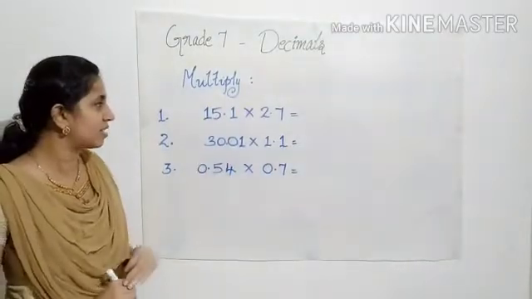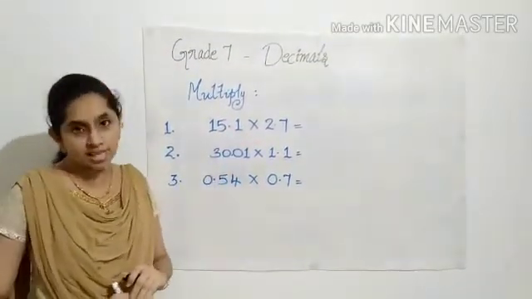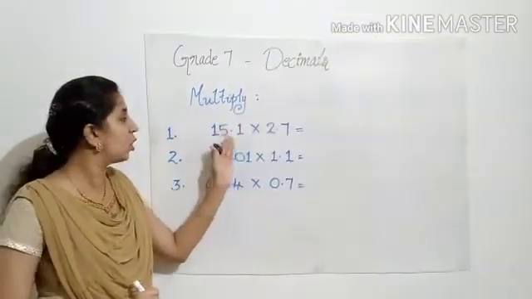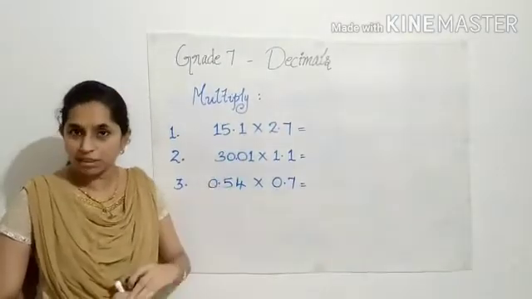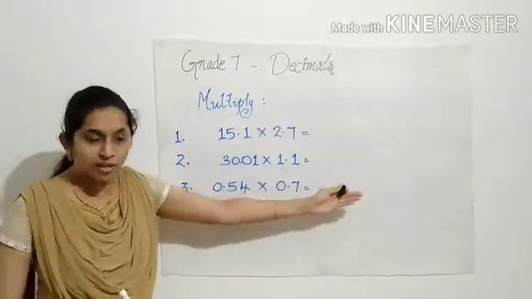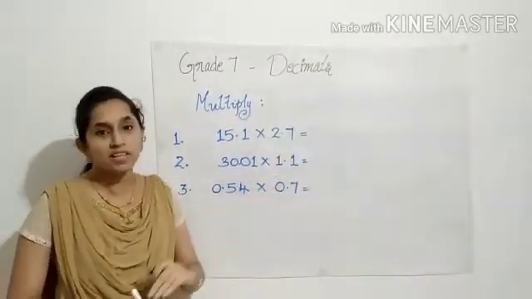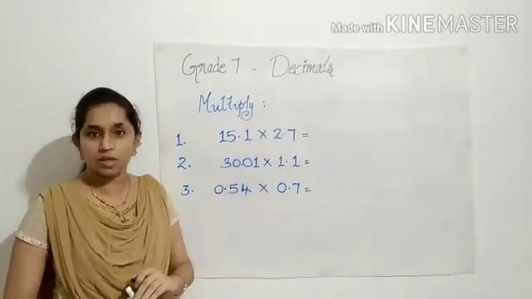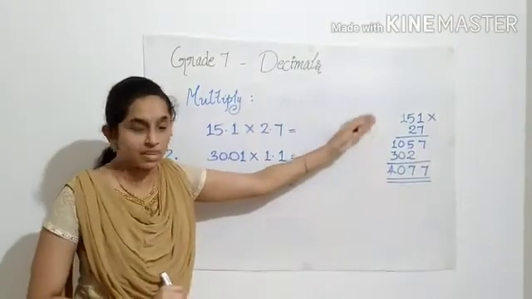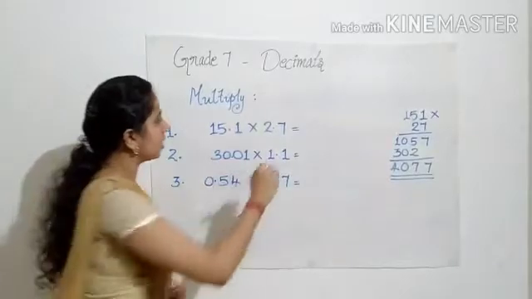You can see 3 questions here. First one is 15.1 into 2.7. When you multiply in the working column, you just ignore the decimal points and then multiply. That means 15.1 should be taken as 151, and 2.7 must be taken as 27. Let's find the answer in the working column. When we multiply 151 by 27, we will get 4077.